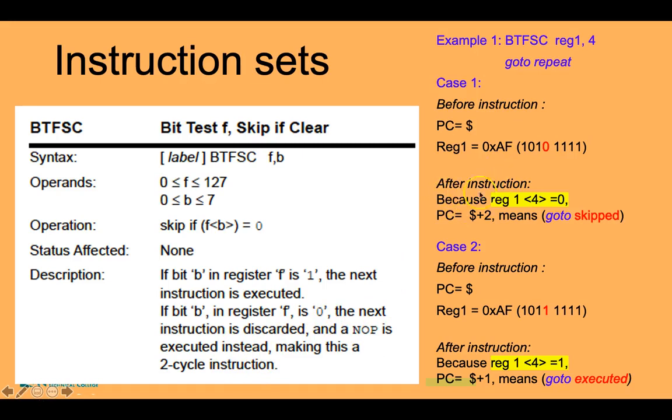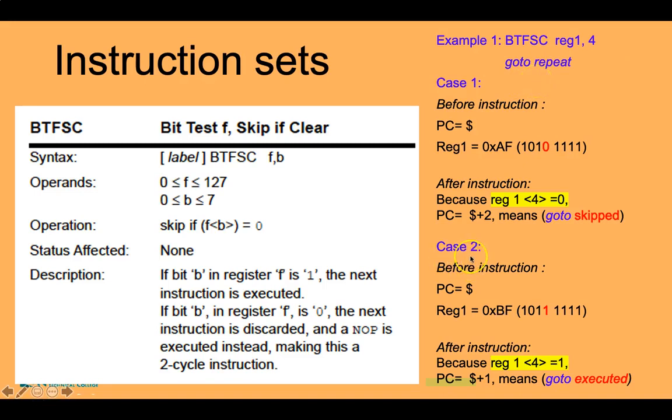So after the instruction, what will happen? Because we have REG1 4th bit equal to 0, we are going to have a 2-cycle instruction, meaning the go to will be skipped. So this second line which you see here, go to repeat, is going to be skipped, and whatever is the 3rd step in the program, it's going to go onto that instruction.